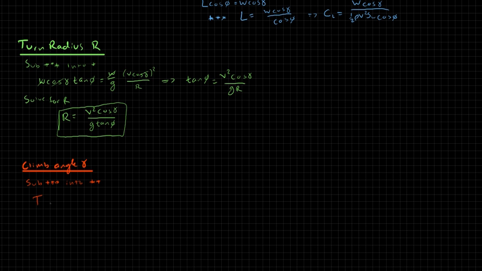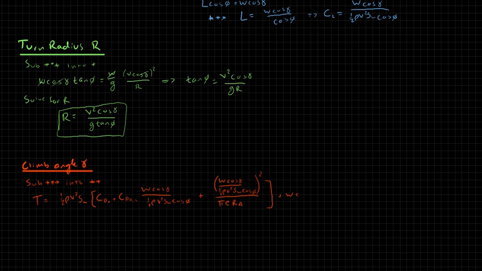T equals 1/2 rho V squared S_W times C_D0 plus C_D0,L times W cosine gamma divided by 1/2 rho V squared S_W cosine phi, plus all of that again, so W cos gamma divided by 1/2 rho V squared S_W cosine phi, squared, divided by pi e RA.